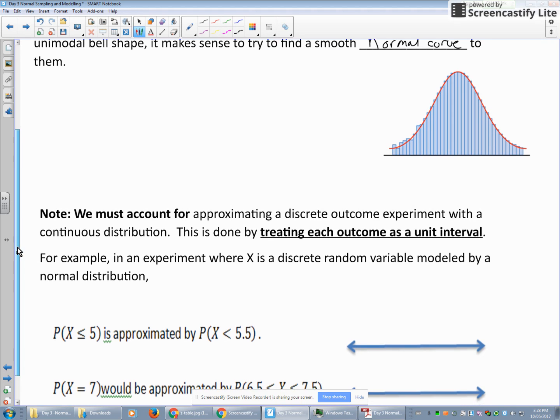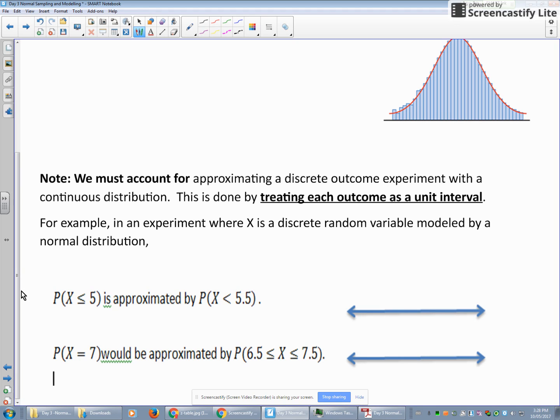For example, in an experiment where x is a discrete random variable modeled by a normal distribution, let's imagine x less than or equal to 5. Let's assume we're talking about rolling a dice. So if x is less than or equal to 5, we're going to model that by x being less than 5.5. How does that make sense? Well, let's imagine I could roll a 5, I could roll a 6, I could roll a 4, I could roll a 3. So this is my 3, 4, 5, or 6. These are the only possibilities that would exist because it's discrete data.